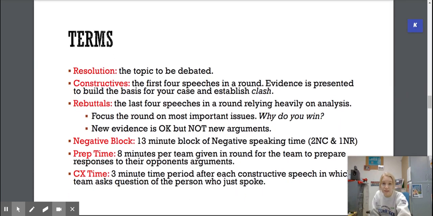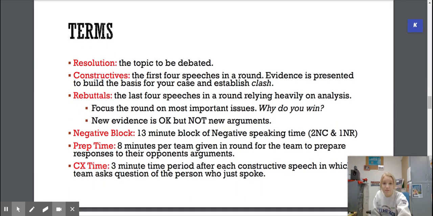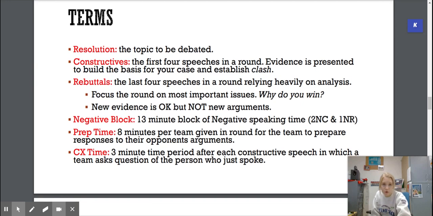So let's go over some key important terms. The first one is the resolution, or our topic. Next are the constructives, or the constructive speeches. That's the first half of the debate. Your 8-minute speeches plus 3 minutes of cross-examination between each one. That's the constructive block of the round. Constructives mean that you're presenting new evidence, new arguments, and you're building your case essentially. You're also establishing clash. And clash is where both teams' arguments directly refute each other's.